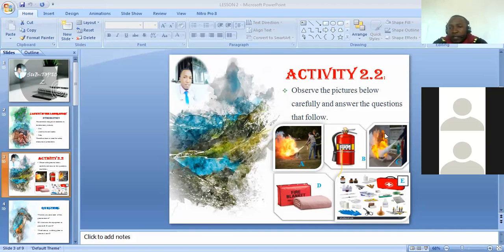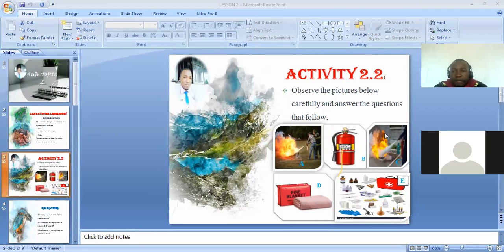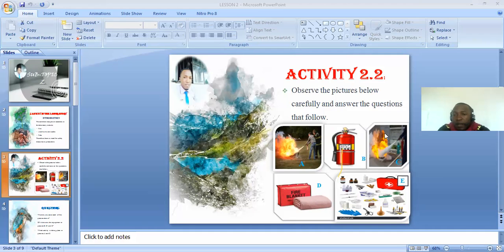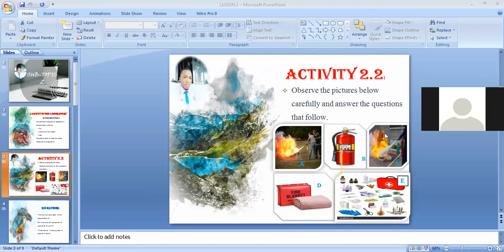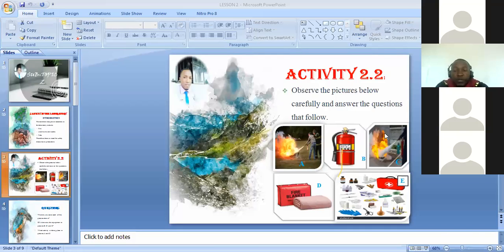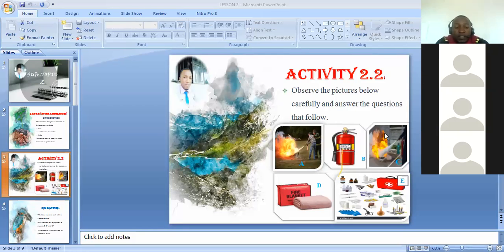What are we seeing in picture B? Joel? Picture of a fire extinguisher. We are just seeing a picture of a fire extinguisher. Good. So we are writing, picture B shows a fire extinguisher.